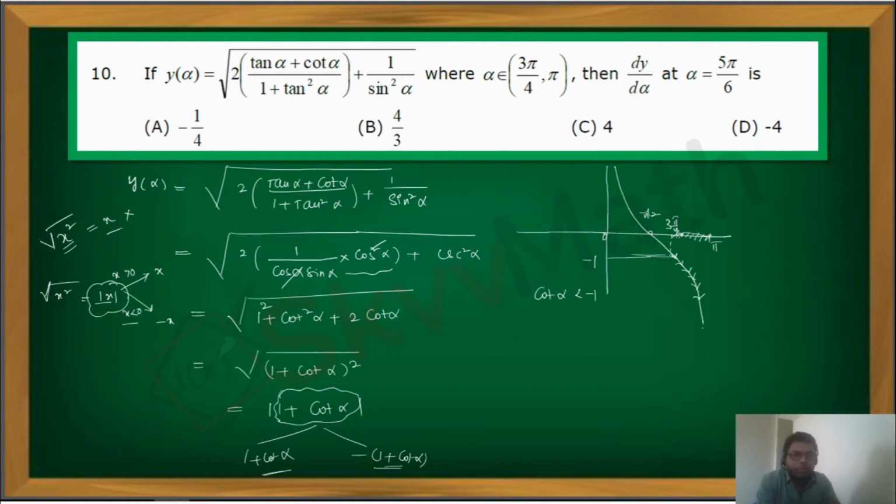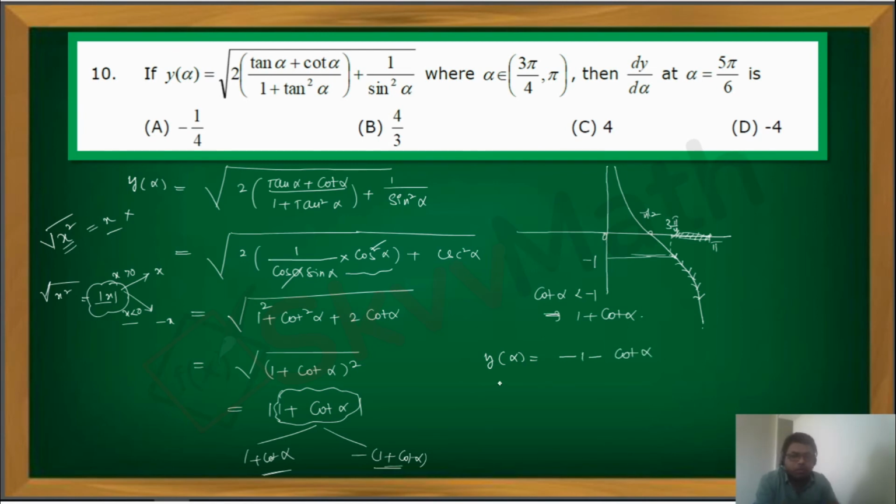So in between 3 pi by 4 to pi, the cot alpha value is less than minus 1, which means 1 plus cot alpha is negative. Now because of the modulus function, the modulus of 1 plus cot alpha with a negative inside means the result, y of alpha, will become minus of 1 plus cot alpha, that is minus 1 minus cot alpha.